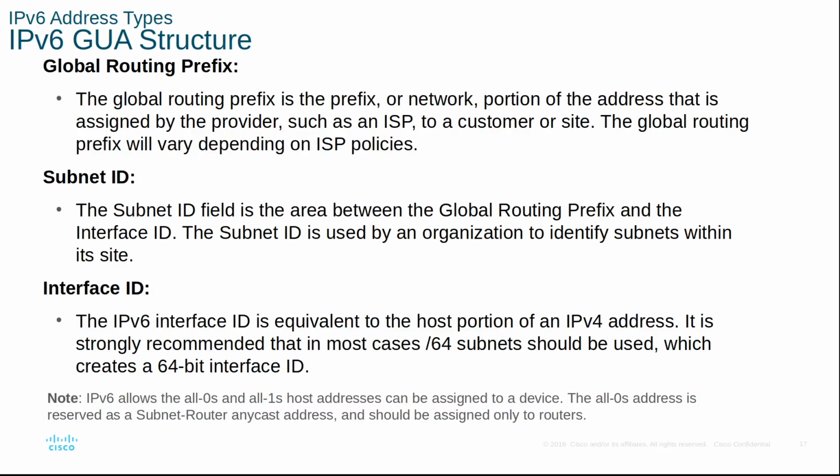And another weird thing here. Unlike IPv4, IPv6 actually lets you use the all zeros and the all ones host addresses on devices. The all zeros is reserved as a subnet router anycast address. That one should only be assigned to routers. But since there's no broadcast, we don't need to reserve that broadcast IP, right? Isn't that weird?